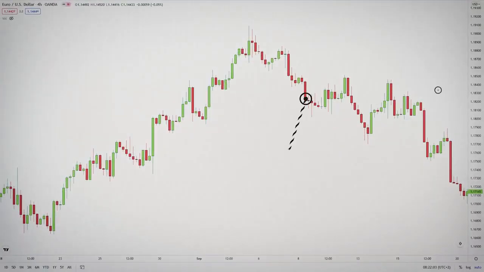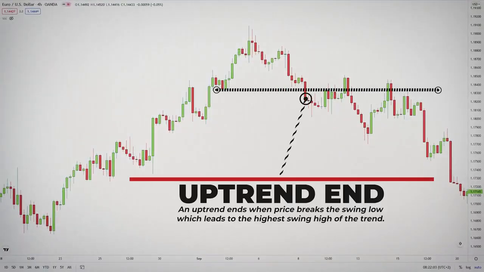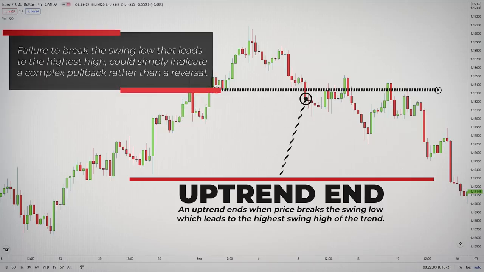An uptrend ends when price breaks the swing low which leads to the highest swing high of the trend. Failure to break the swing low that leads to the highest high could simply indicate a complex pullback rather than a reversal. Remember this part because we'll use it later in our trading strategy.